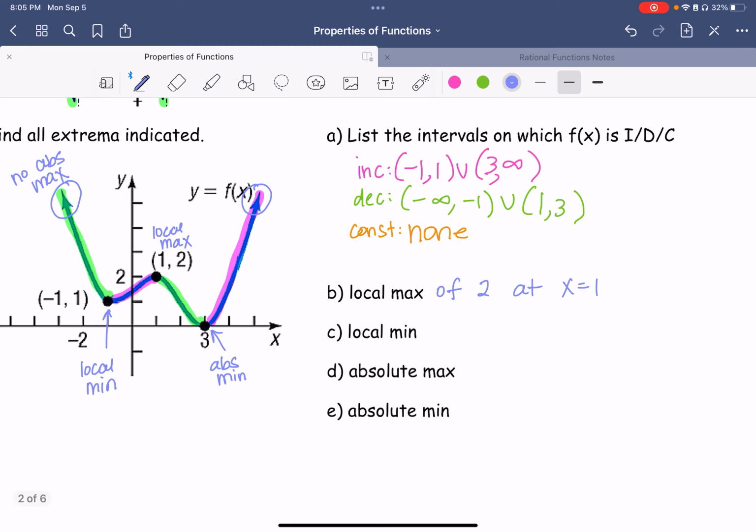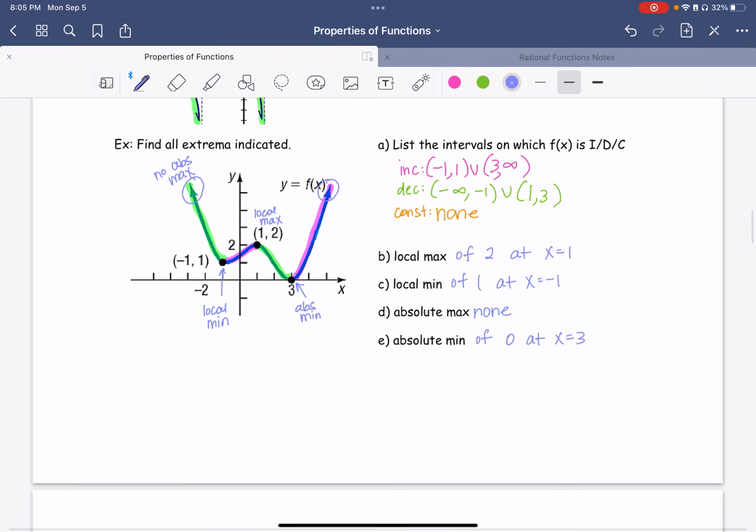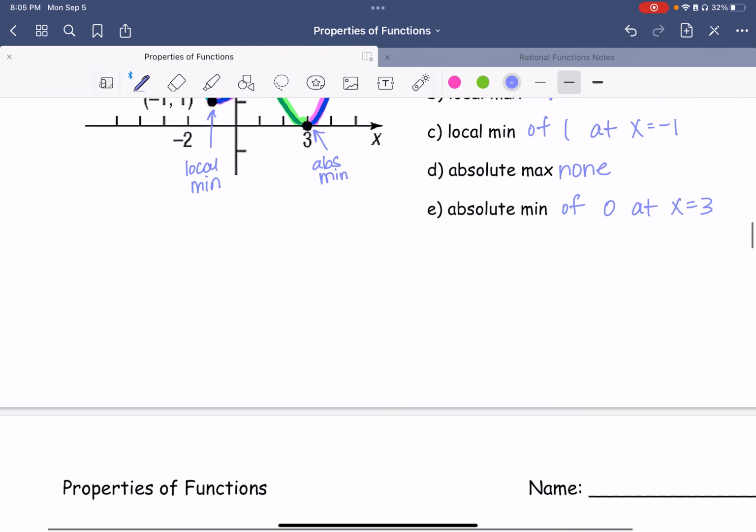Okay, so the local minimum was at -1, +1. So you're going to say local minimum of +1 at x equals -1. Okay, whereas the absolute max, we already said there would be none because it goes to positive infinity. And the absolute minimum, okay, so of 0 at x equals 3. Okay, now I'm going to write something that sounds kind of confusing. Just write it down and I'll explain it in a second.